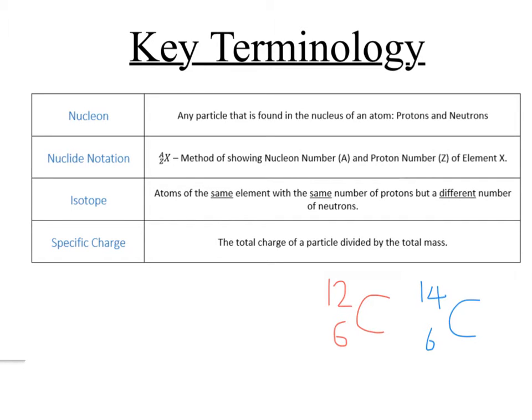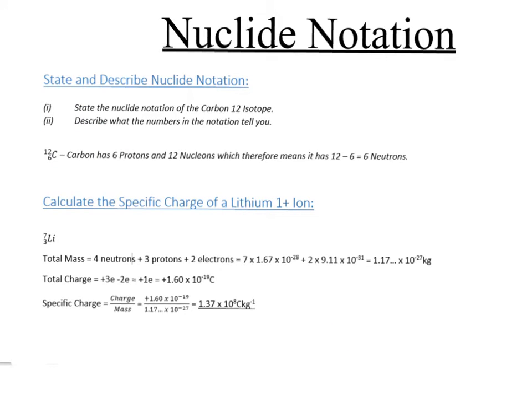The last thing we're going to look at is specific charge. So this is the total charge of a particle divided by the total mass. And this was first used when they were looking at electrons, when they first discovered them, because they didn't know either the charge or the mass, so they calculated this specific charge instead, and then later developed that to find mass. But it's quite useful for comparing different atoms, ions, and particles. So that's the key terms.